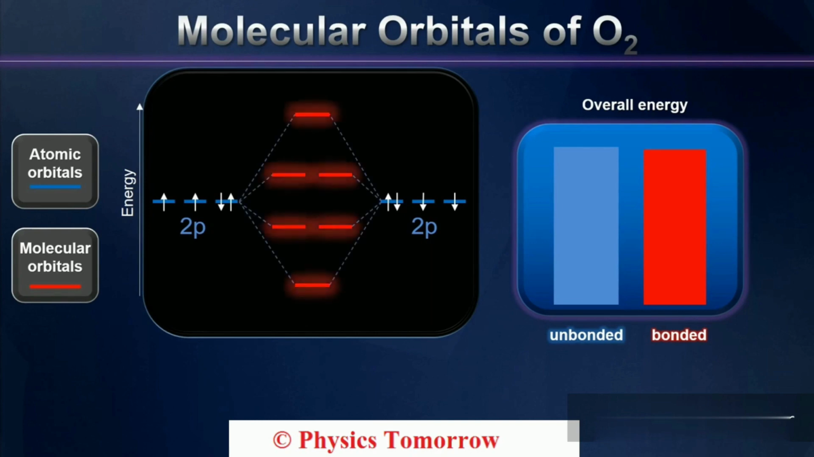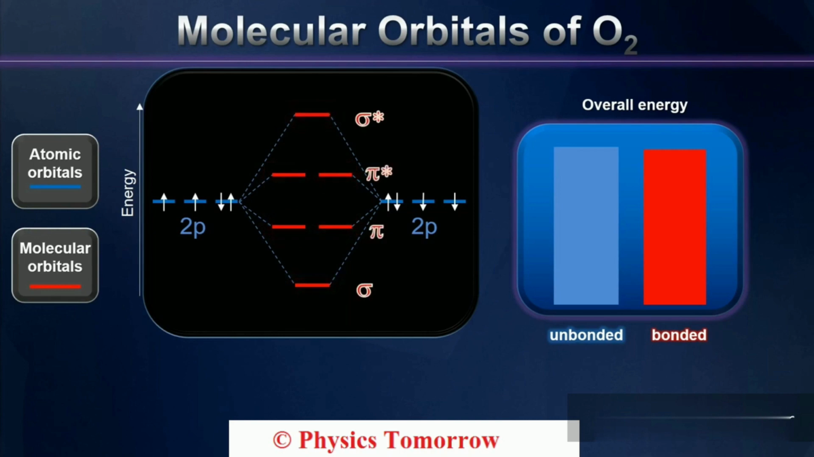When we do this, we don't see any real surprises here. Sigma, sigma star, pi, and pi star molecular orbitals form. 6 atomic orbitals in, 6 molecular orbitals out. And if we fill them from the lowest energy to the highest, we notice that 6 of these electrons will go into bonding molecular orbitals, giving us a nice energetic benefit. But there are still 2 remaining electrons.